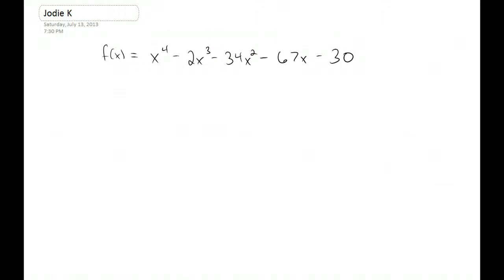Okay, Jody, so your question was about this quartic polynomial, a fourth degree polynomial. The question asks to find all of the rational zeros and then all of the zeros of the polynomial. So you said that you understood why, I believe, x plus 3 was a factor of that polynomial.